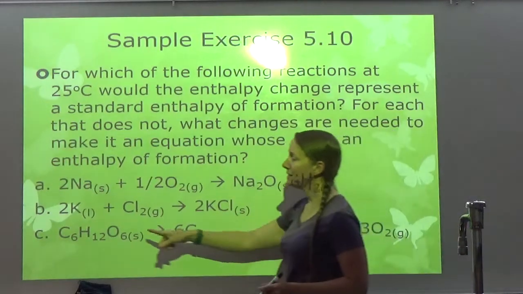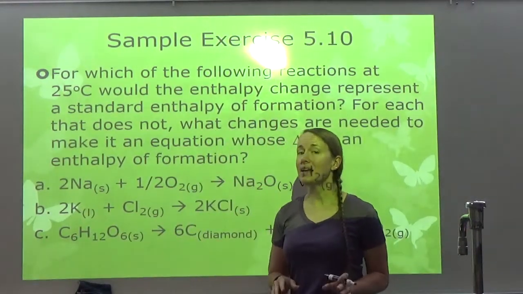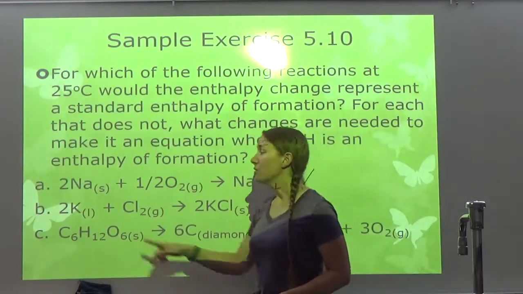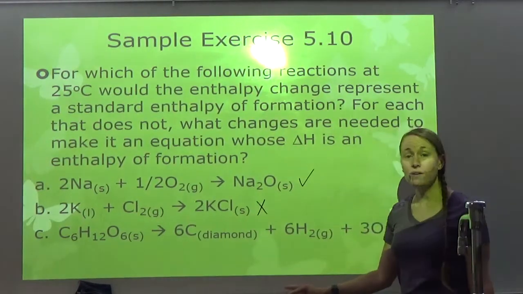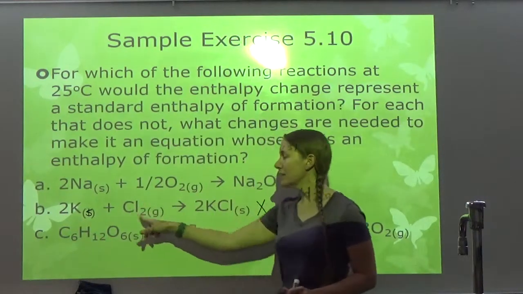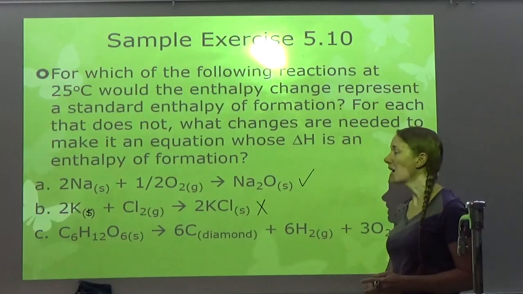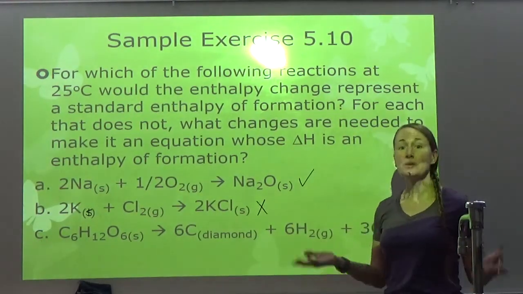Here we have potassium as a liquid. Potassium is a metal. It is not naturally a liquid. The only naturally liquid metal is mercury. So this would not be a standard heat of formation. How can we fix it? Well, we would need potassium to be a solid. However, Cl2 gas is accurate, making potassium chloride solid, that's fine. So really the only thing that would need to be changed about part B is potassium would need to be a solid.